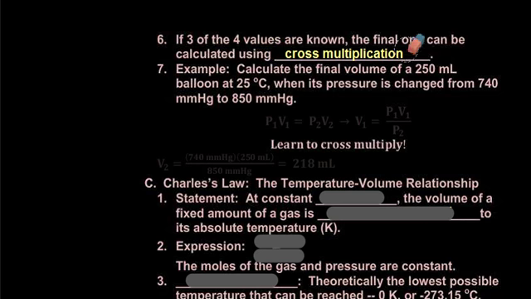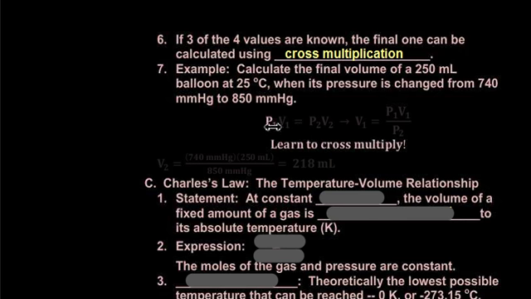And the final one we can calculate using cross multiplication. There's another way of doing this, and it's actually the way I prefer if I'm doing it myself. So here's another example. We're going to calculate the final volume of a 250 milliliter balloon at 25 degrees Celsius when its pressure is changed from 740 millimeters of mercury to 850 millimeters of mercury.